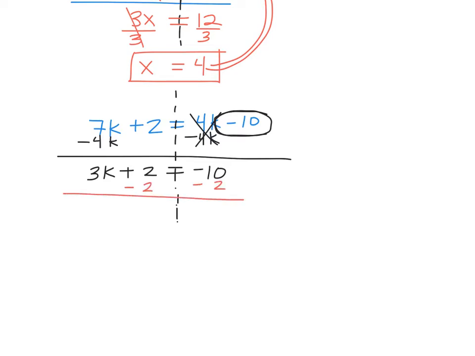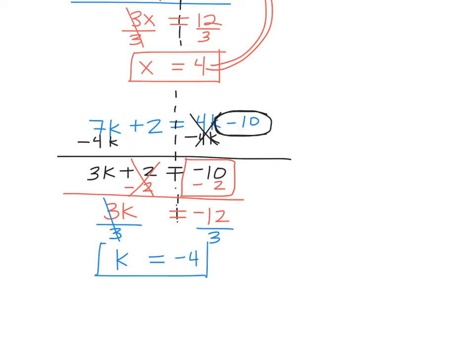So you have 3k on the left because this goes away. Bring your equal sign down, and then just be careful here. Negative 10 minus 2 is a negative 12. And then our next step would be divide by 3 on both sides, so your 3's go away. And you have k equals negative 12 divided by 3 is a negative 4.